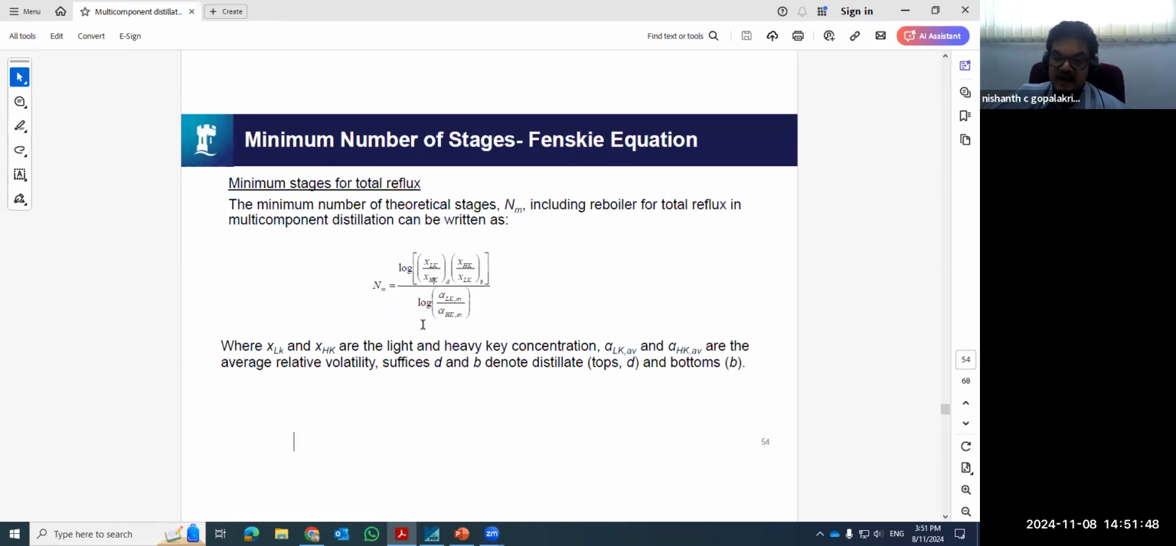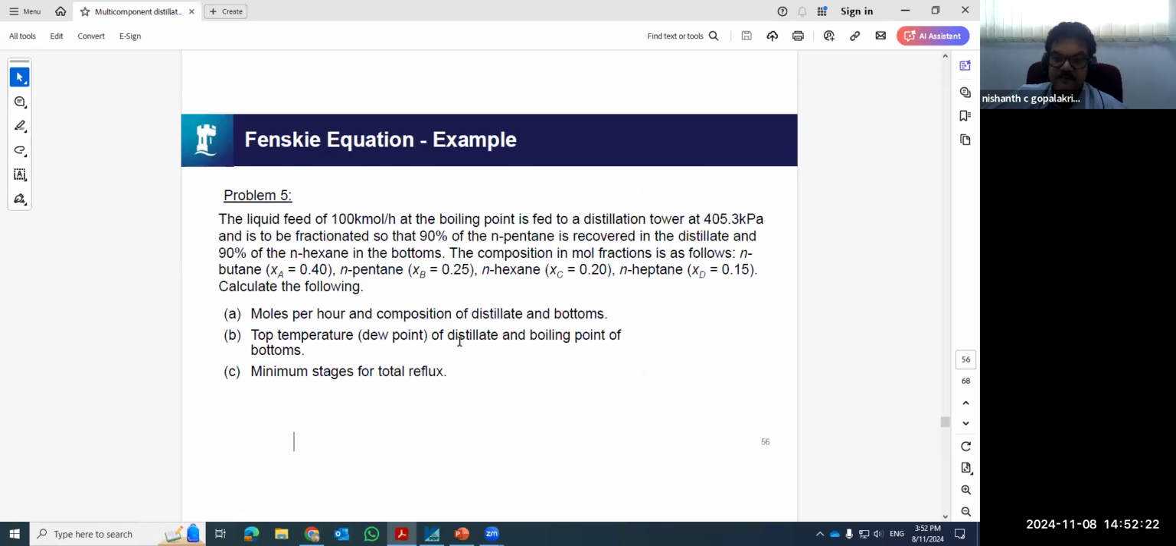Now, that relative volatility is used here. When we take the relative volatility, it's recommended to use the heavy key component as the reference component. The reason is that if the heavy key component is the reference, then the alpha of heavy key becomes 1, because an alpha of one component with respect to itself means 1. So this equation will be slightly simpler to use because one term completely becomes 1. Agree?